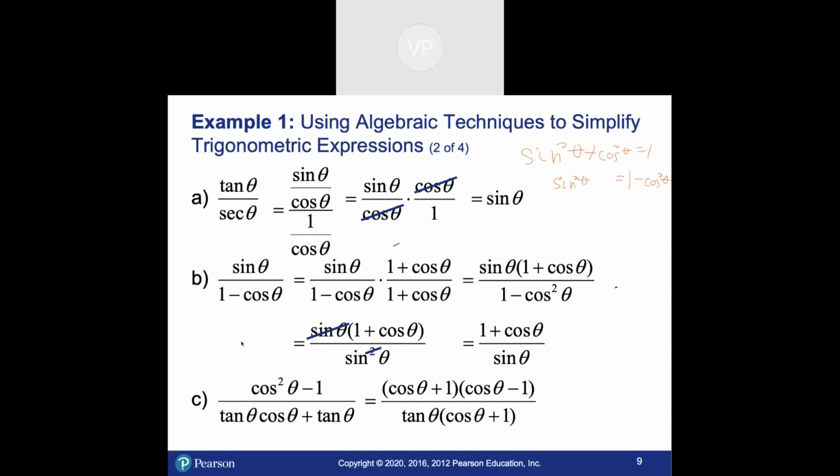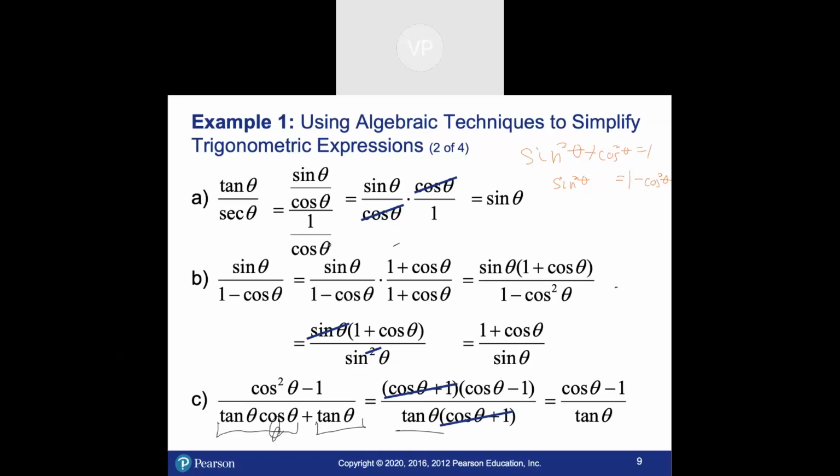On the bottom, there are two terms: a tangent cosine and a tangent. Remember, your first step in factoring is to pull out your greatest common factor. I can see there's a tangent in both, so let's pull the tangent out. What we're left with in the parentheses is cosine theta plus 1. Now that I factored everything, you see those two parentheses are identical, so they're going to cancel off. What we're left with is just cosine theta minus 1 all over tangent.